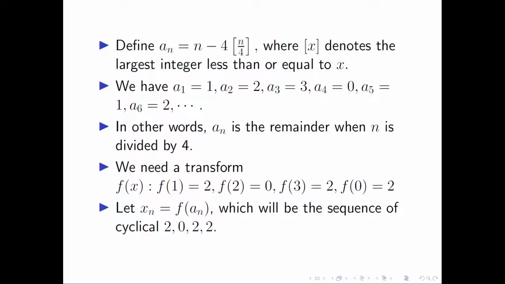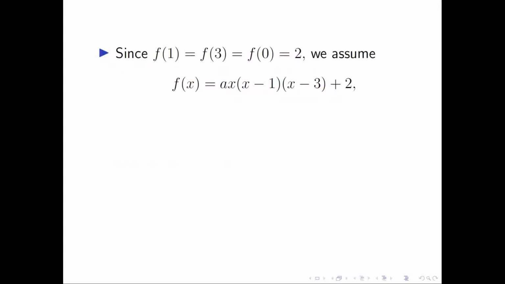Well, a cubic polynomial would do the work. So we have f of 1, f of 3, and f of 0, all equal to 2. Then we can assume f of x equals a constant a times x minus 1 times x minus 3, plus 2. If you plug in 1, 3, and 0, the product is 0, and you get the constant 2.